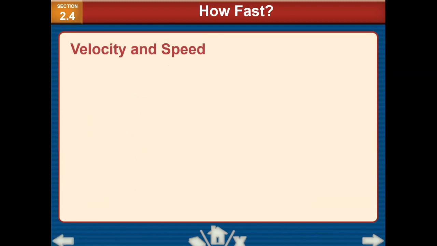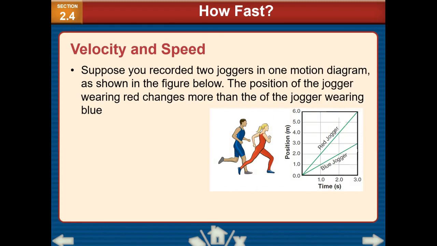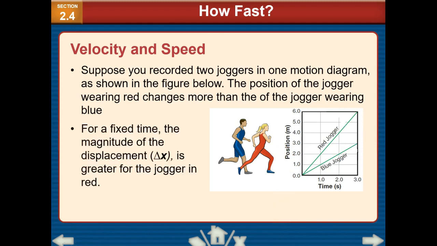All right, so if we look at this graph here, we have two joggers, the red jogger and the blue jogger. And they have two different position versus time graphs. Okay, they both start at an origin. They both go for 3 seconds. However, the red jogger covers twice as much distance as the blue jogger. So the red jogger has a greater displacement. The red jogger is farther from their origin than the blue jogger.